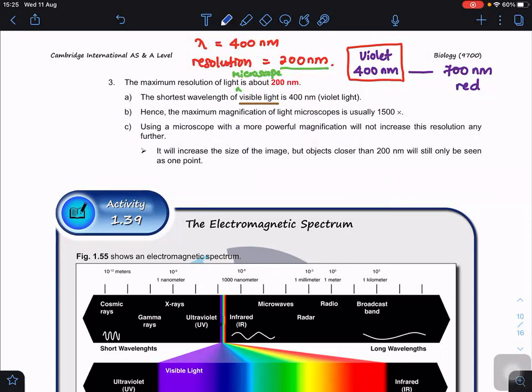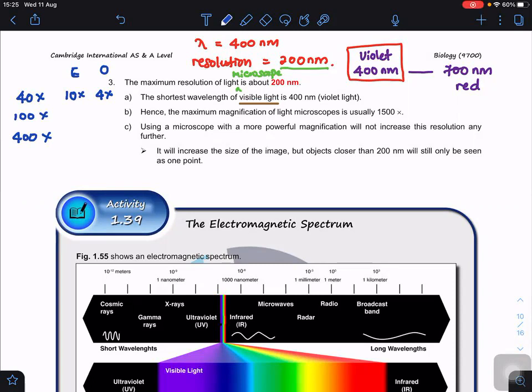The magnification power of the light microscope that we normally use in our lab is either 40 times, 100 times, or 400 times max. Are you clear? So how do you get 40 times? 40 times is basically a 10 times eyepiece and a 4 times objective lens. It's a compound microscope, so you multiply the two: 10 times eyepiece, 4 times objective lens, total 40 times.